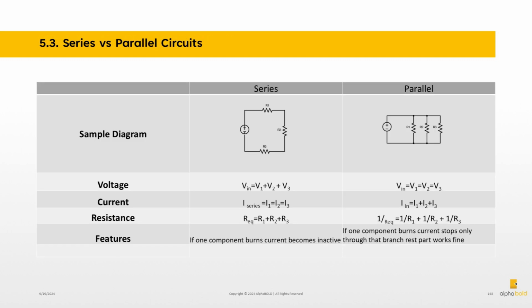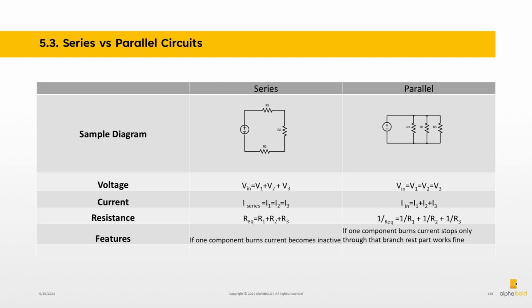This table compares series and parallel circuits. Series circuits: voltage is the sum of all components. The current is the same throughout. Resistance is the sum of individual resistances. If one component fails, the entire circuit stops working.